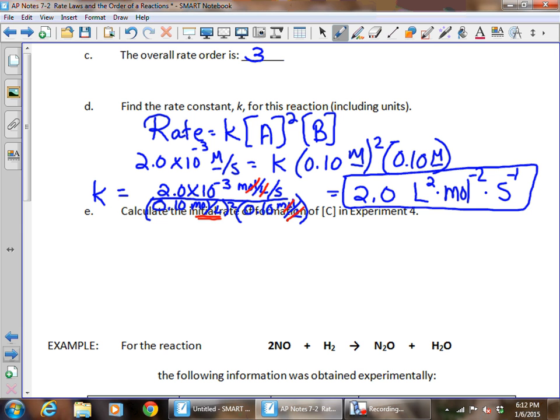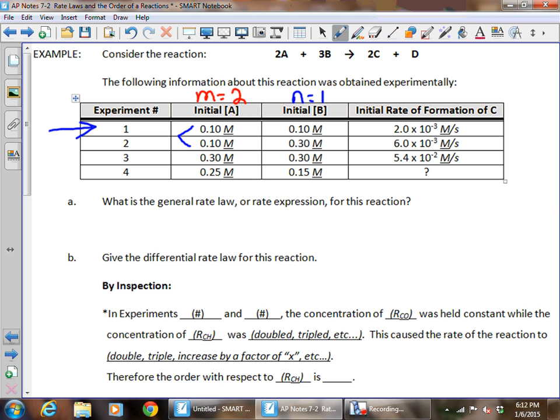The next thing it asks us to do is to calculate the initial rate of formation of C in experiment 4. Okay, so what does that mean? Well, let's look back at experiment 4. In experiment 4 over here, notice that we do not have a value for rate.